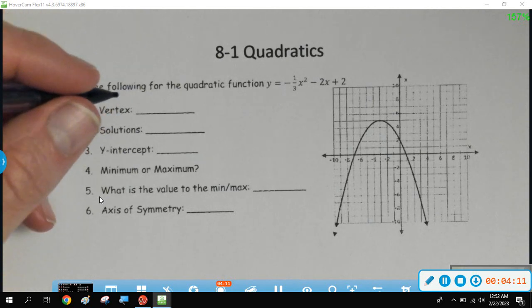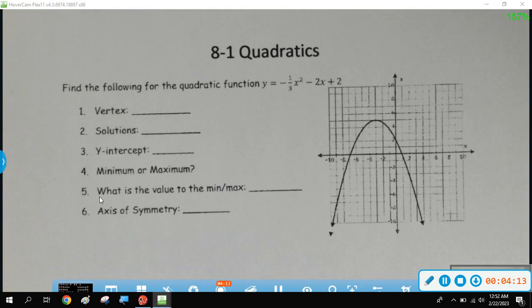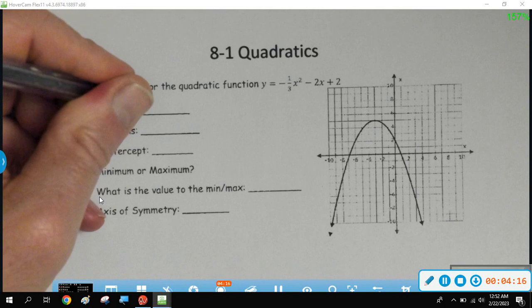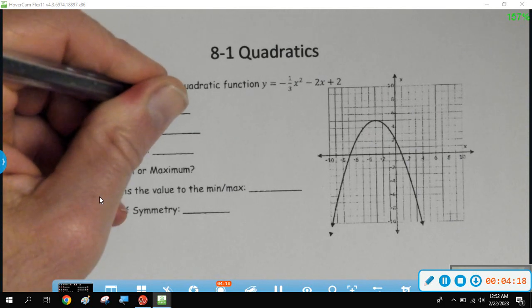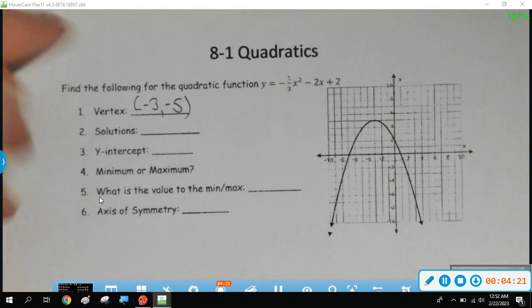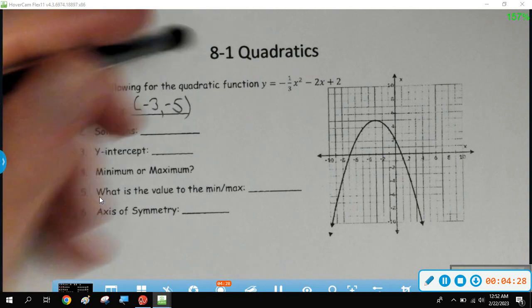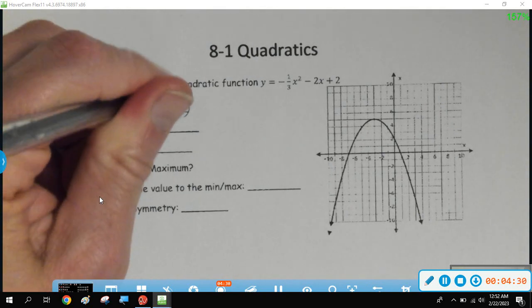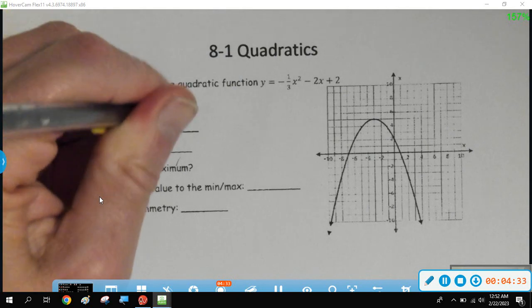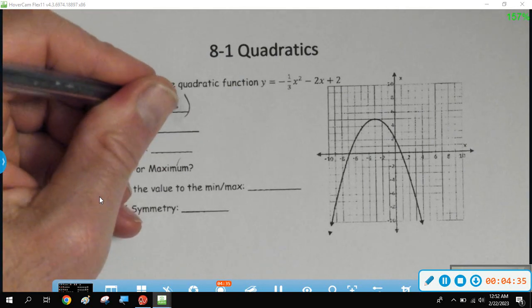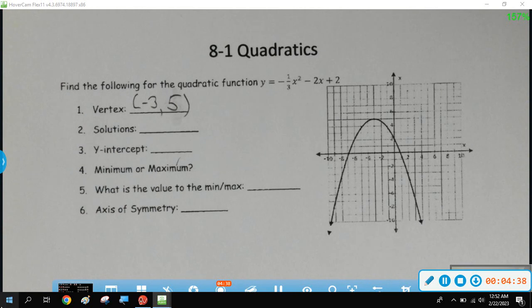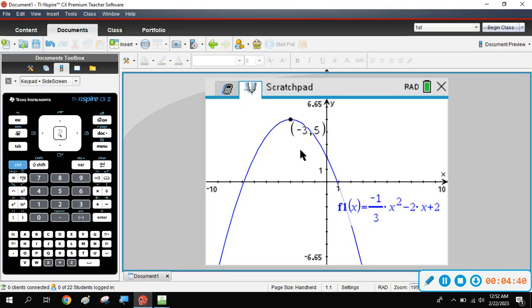My vertex here is going to be -3, -5. Once again, we use the calculator in order to help us find that point. Actually, it's not -5, so let me erase that, because it should be +5. So -3, 5. Just double checking what we got on the calculator: -3, 5 is correct. That's your vertex.